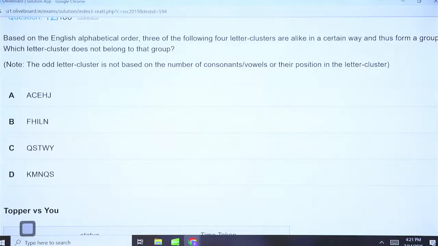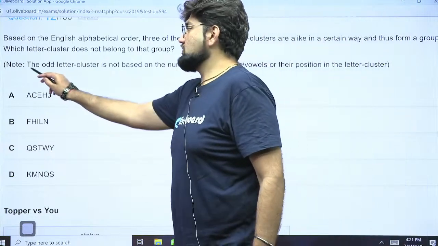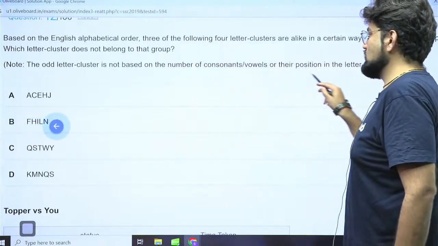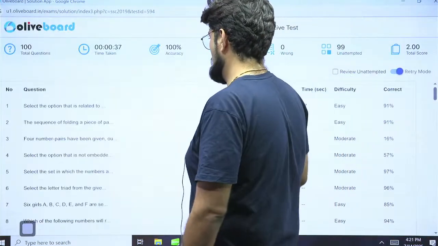Now, based on English alphabetical order, 3 of the following 4-letter clusters are alike in a certain way and thus form a group. Which letter cluster does not belong to that group? Now see, here they have clarified this also. The odd letter cluster is not based on number of consonants, vowels or their position in the... Oh, what did I do?